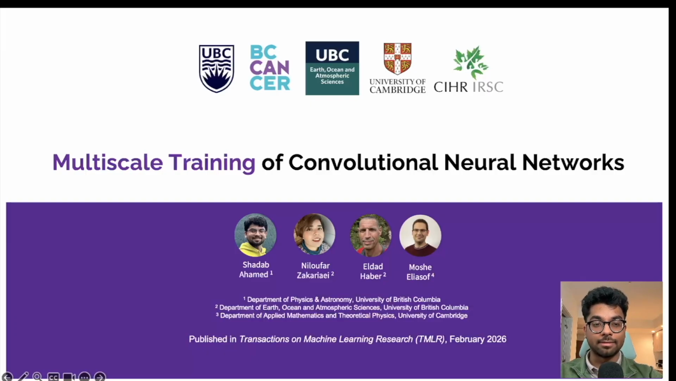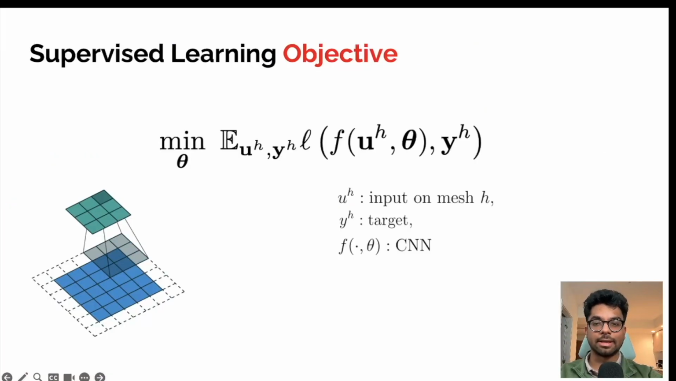In this work, we address the central problem of training convolutional neural networks on high-resolution images more efficiently, but without sacrificing accuracy of these models and doing so in a mathematically principled way. This work combines ideas from several older concepts such as multilevel Monte Carlo and numerical multigrid methods. So let's start by formalizing the problem.